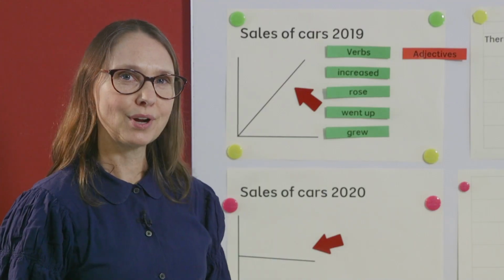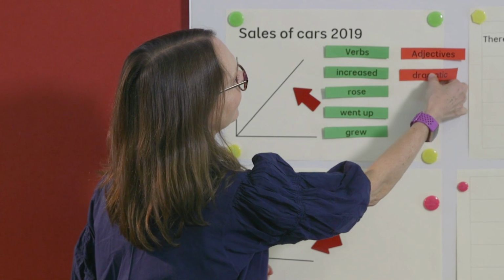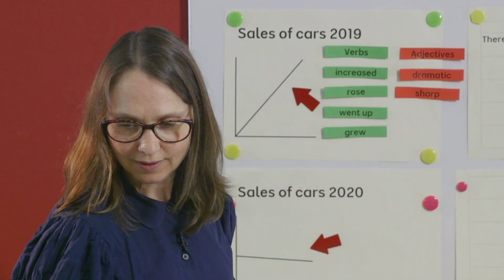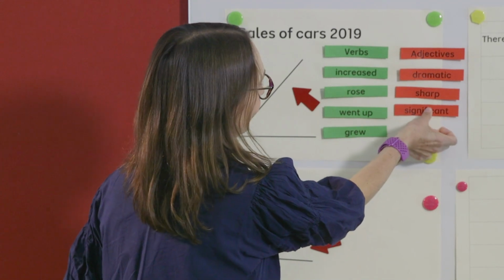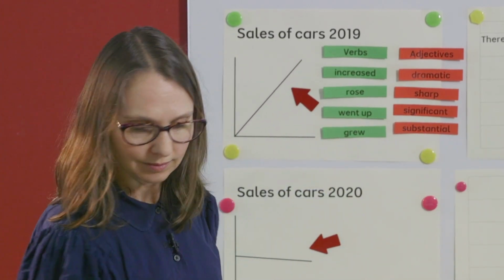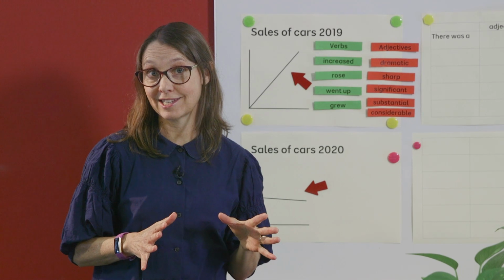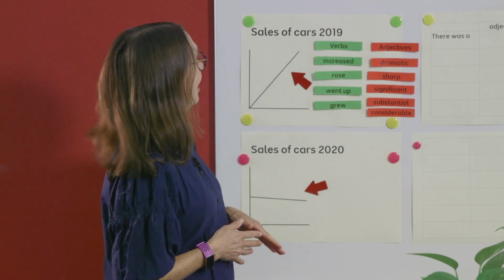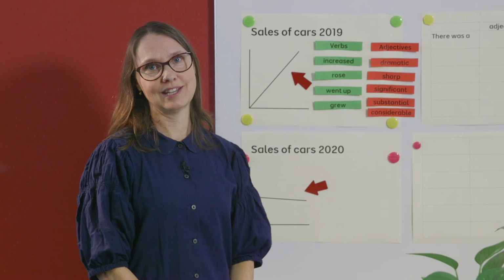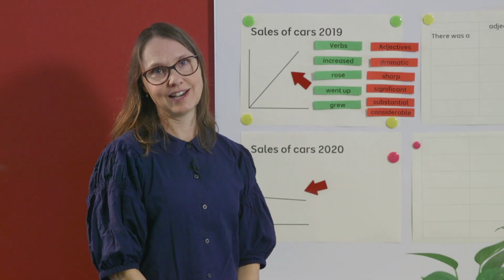How would you describe the rise in sales? You could use adjectives like dramatic, sharp, significant, substantial, and considerable. So if we go back to our sentence, there was a rise in car sales in 2019, and we add an adjective, our sentence would tell us more. There was a dramatic rise in car sales. There was a sharp rise in car sales. There was a substantial rise in car sales.